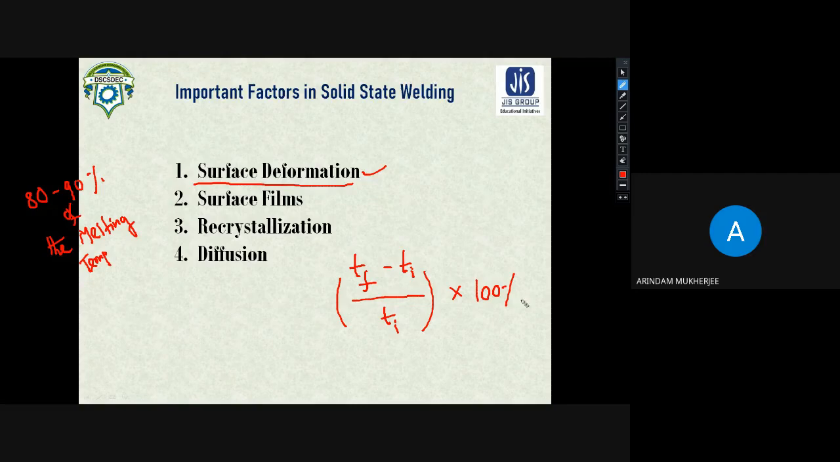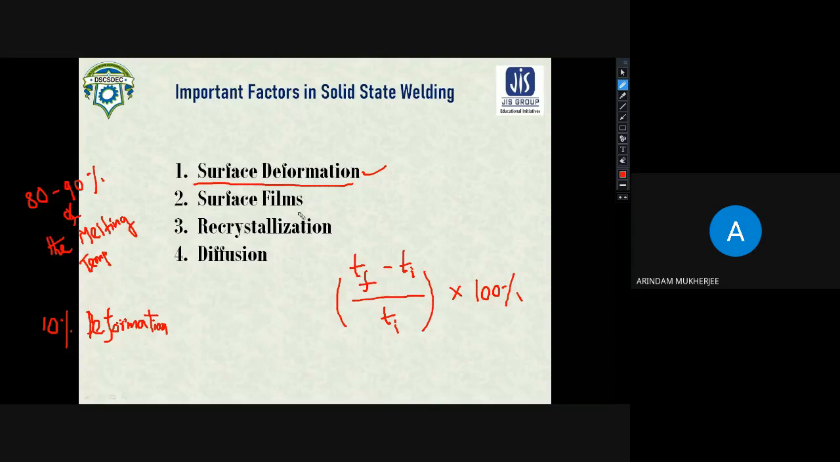A certain amount of deformation is absolutely necessary. If the surfaces or base metals which are going to be joined are not deformed, then there is no chance of welding. 10% deformation is absolutely necessary. There is a term which we call critical deformation. That means this amount of deformation must happen so that the joints can obtain higher strength. So there is an important factor called critical deformation.